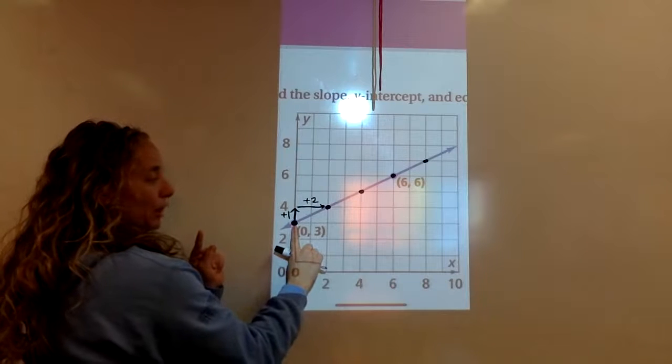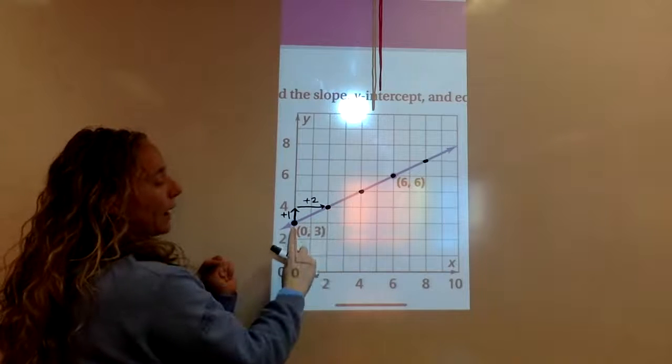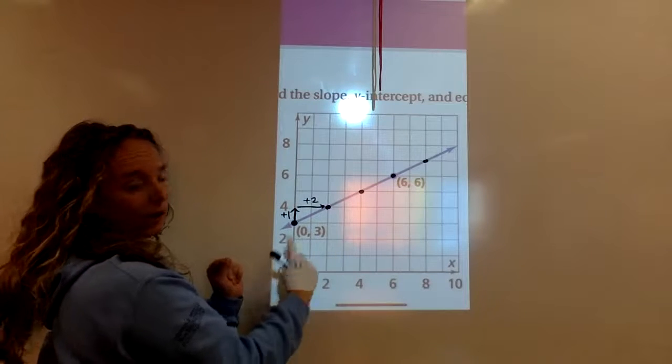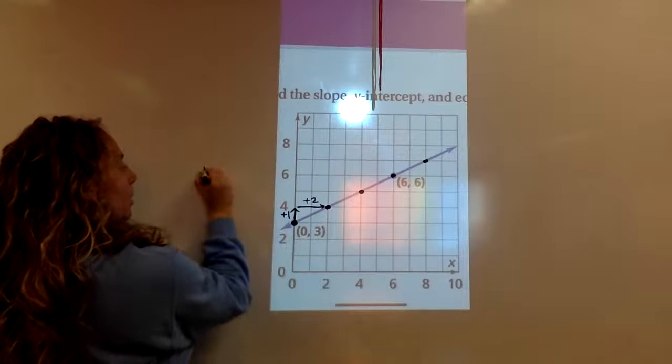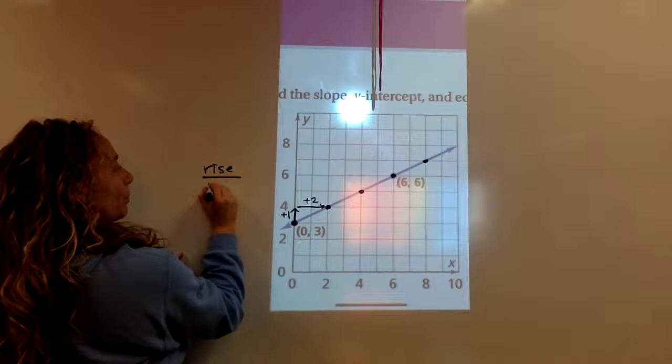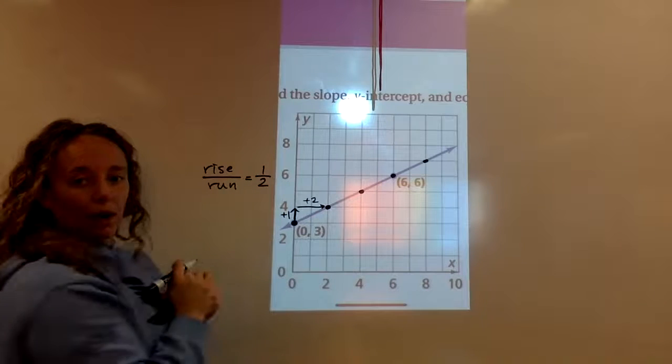So I'm looking at a point more further left compared to a point that's further right. I'm looking at how much it goes up or down and how much it goes to the right. So I can look at those 2 points and I can say rise over run. The slope is 1 over 2 or 1/2.